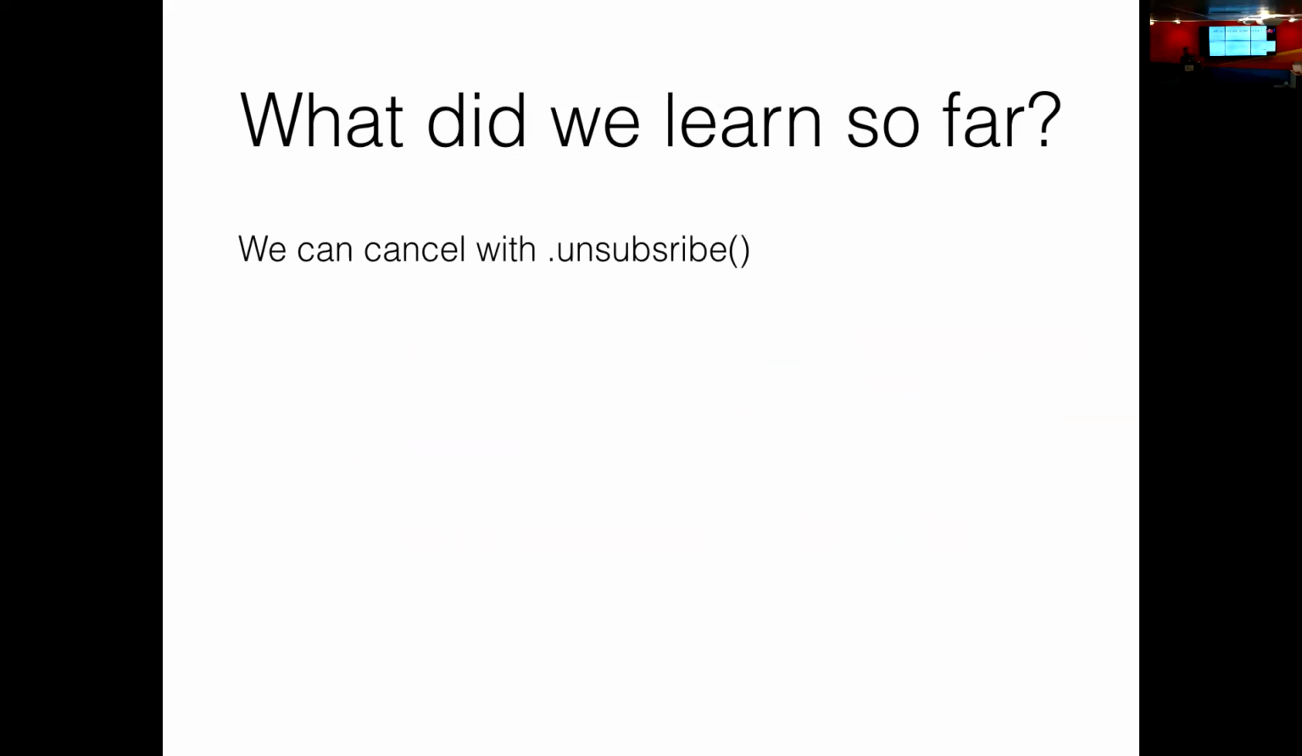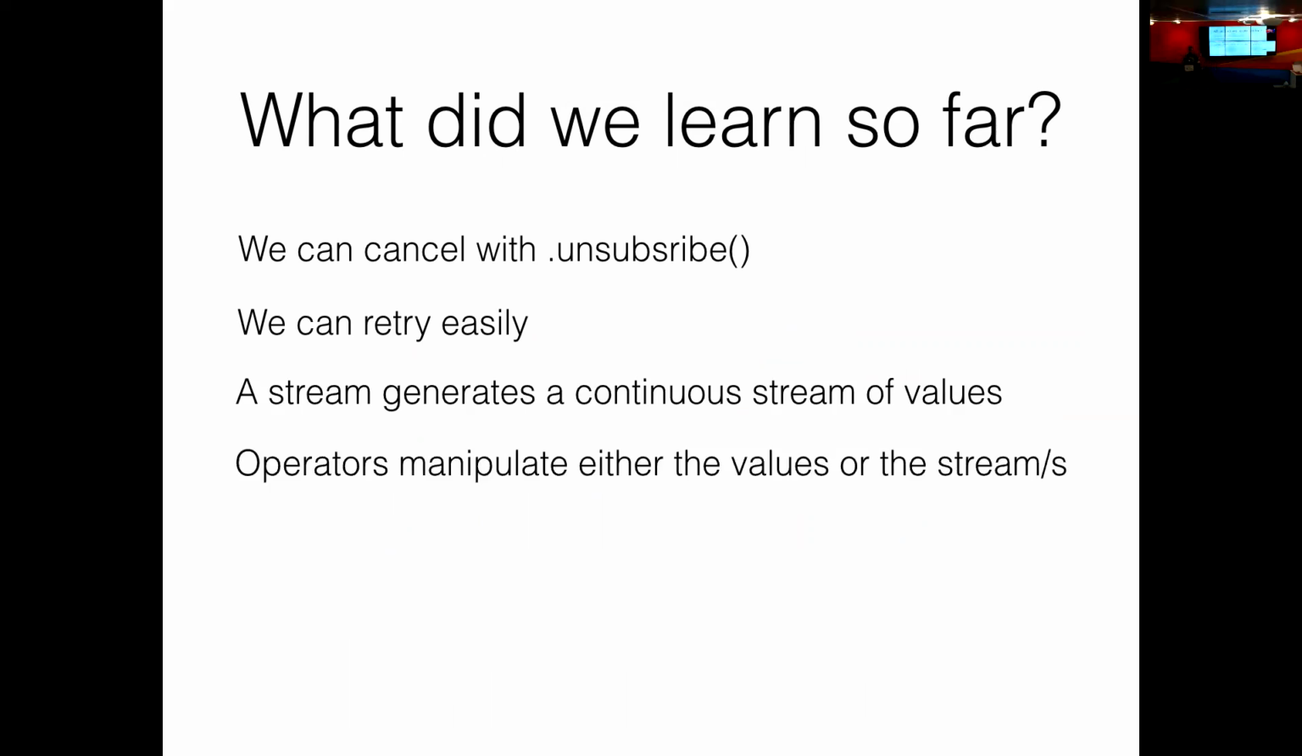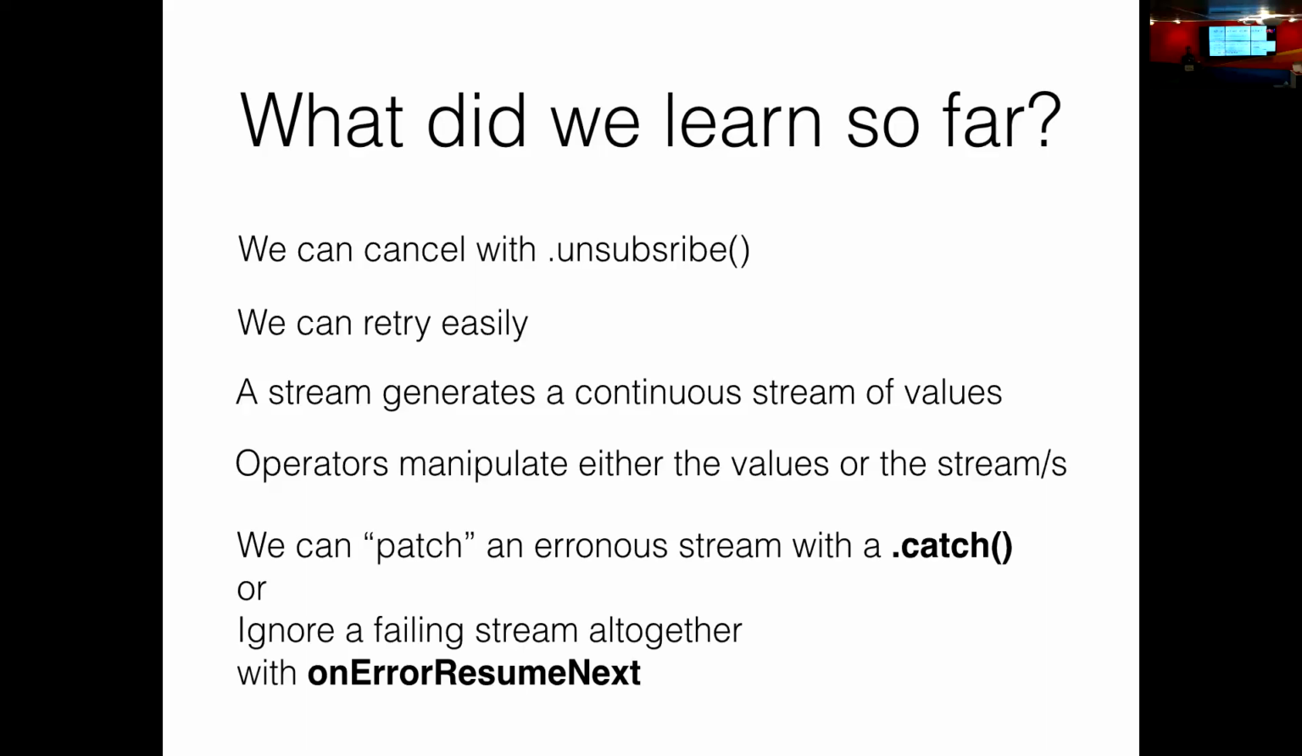So what have we learned so far? We can cancel our observables with unsubscribe. We can retry easily. That was not a lot of code. A stream generates a continuous stream of values. Operators manipulate either the values or the streams themselves. Remember operators? And we can patch error streams with a catch, or we can use onErrorResumeNext, like survival of the fittest, if we don't care what happens to the error streams.